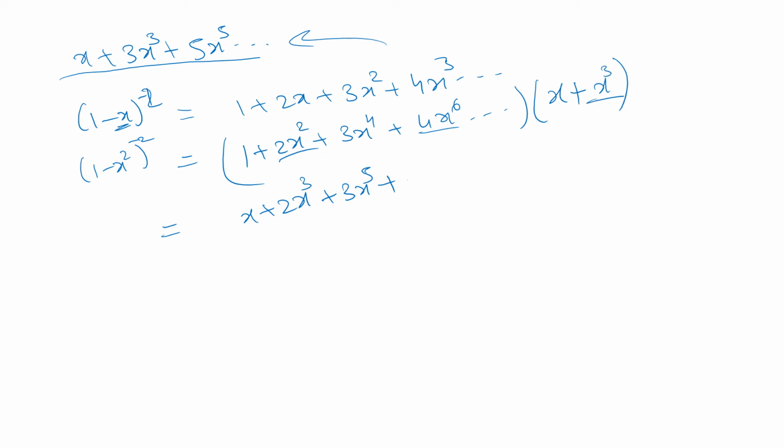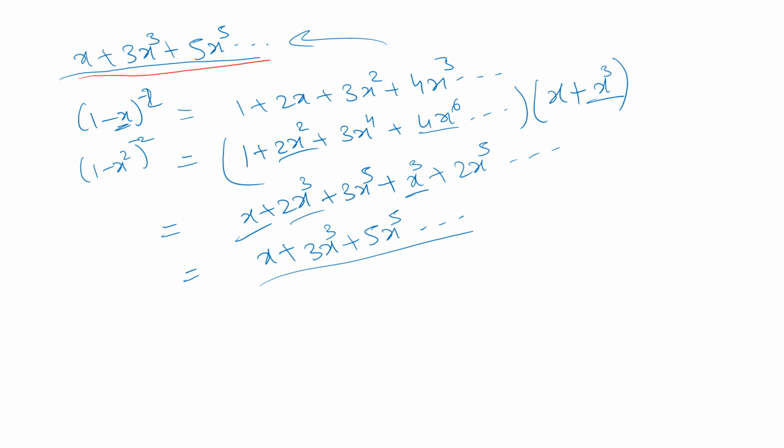And this would be giving us x cubed plus 2x raised to 5 and so on, again ignoring the higher power terms, 5 and above. On combining the like terms together, here we'll be getting x plus 3x cubed plus 5x raised to 5 and so on. This is the exact sequence which we wanted to generate. And how did we generate that? By multiplying x plus x cubed with the expansion of (1 minus x squared) the whole raised to minus 2.